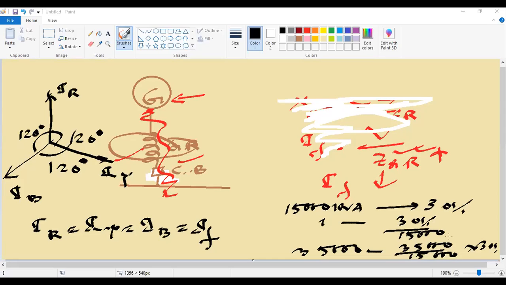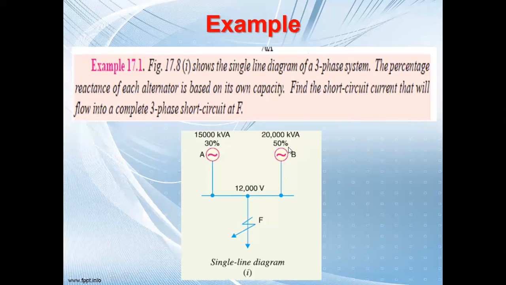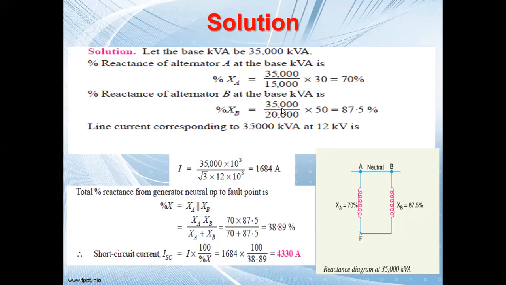So you see, this is 35,000 by 15,000 into 30. So you will get some percentage. Similarly, for this alternator also, you have to do the same thing. So 35,000 by 20,000 into 50. So this will be some calculation. It will come 87.5. Fine.